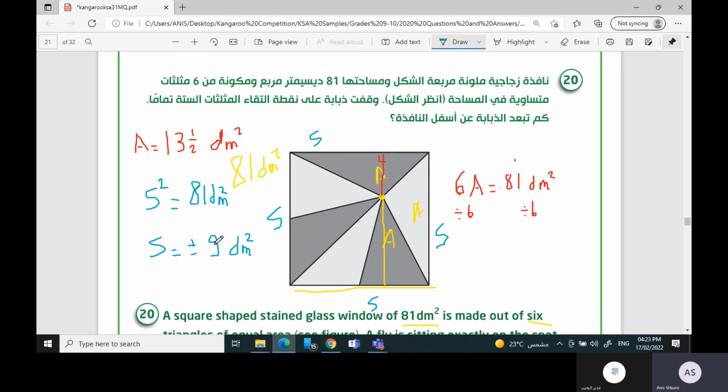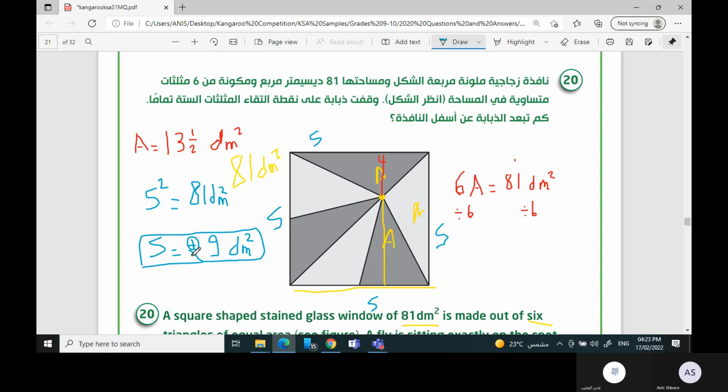And now, no need for getting confused. Of course, we are going to choose the positive and we're going to reject the negative because we are dealing with area and area is always a positive number. Okay, so this one is rejected, this one is accepted, and S is equal to 9 decimeters.